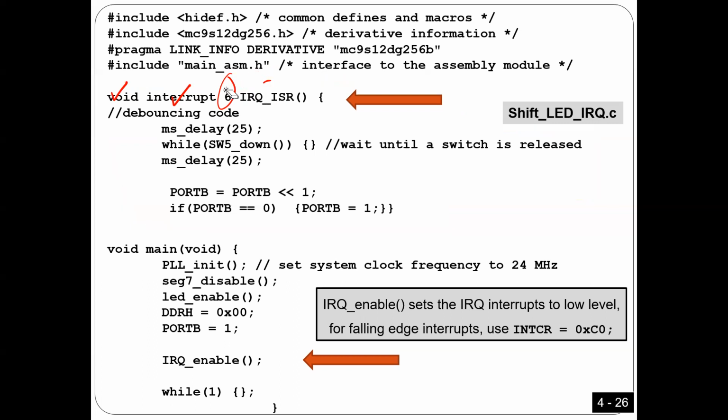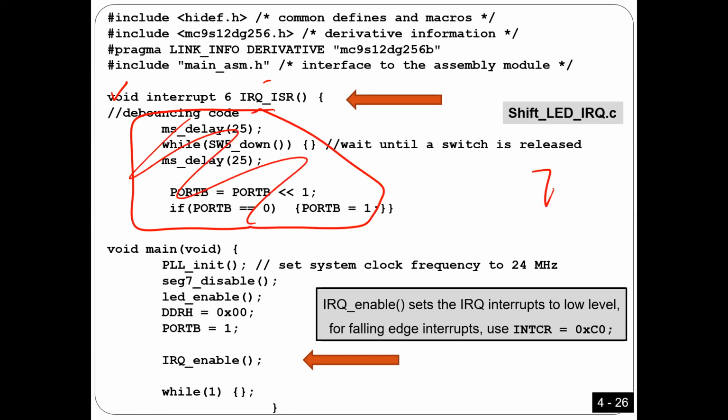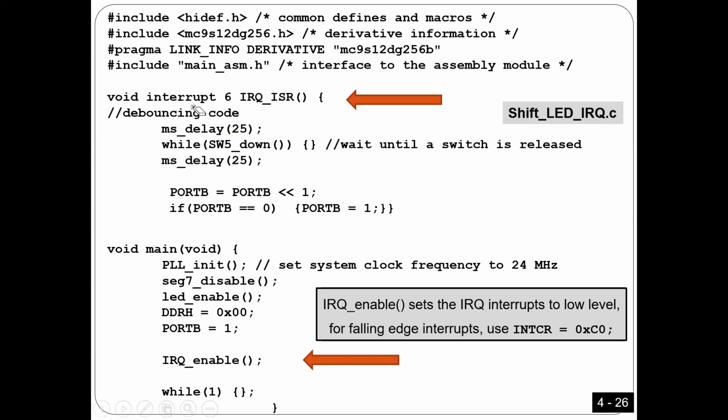Okay. So anyway, here you write whatever you want. Every time there is a falling edge, you are going to execute this part. So this is the first thing you have to do in IRQ. Now let's see what you have to write here in the main program.